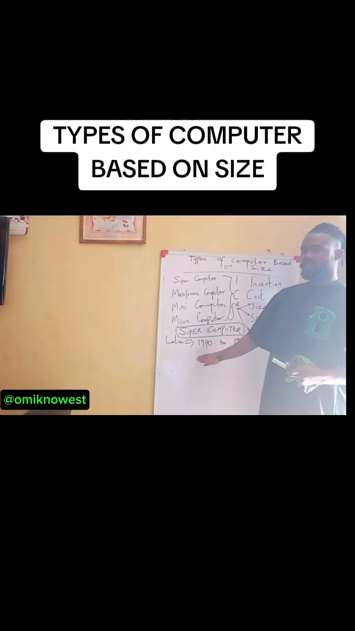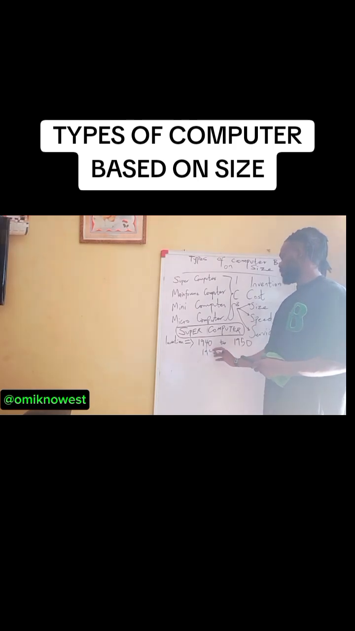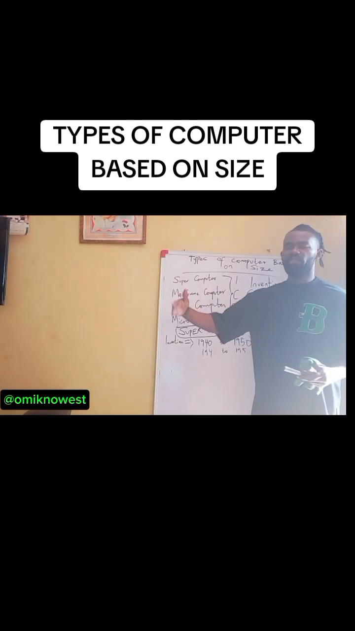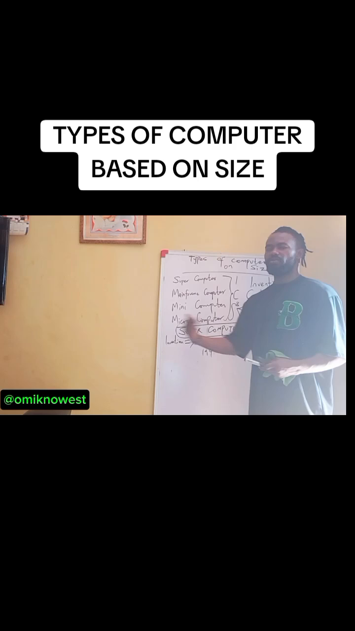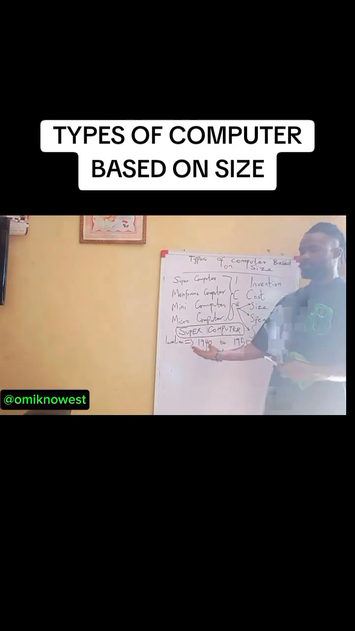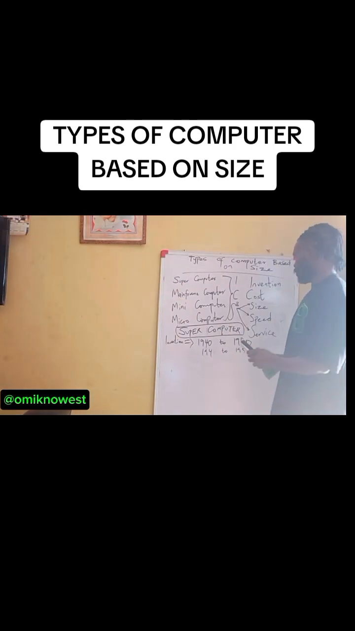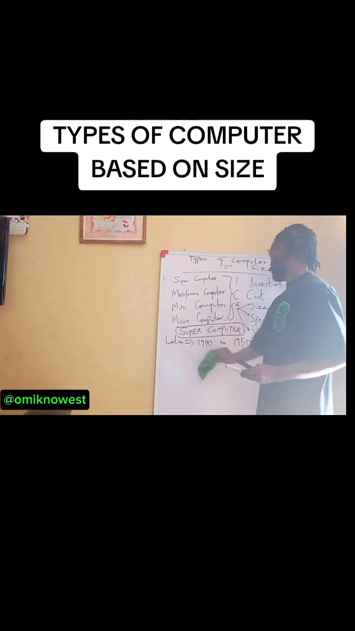In some textbooks you see things like 1946 to 1956 or 1953, no problem. But whenever you see 1940 something to 1950 something, they are talking about the supercomputers, and they are also talking about the first generation of computers. So that is something to take note of.